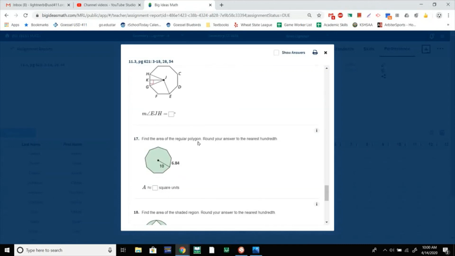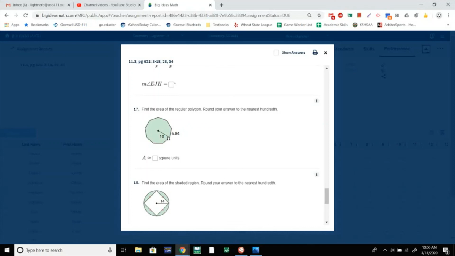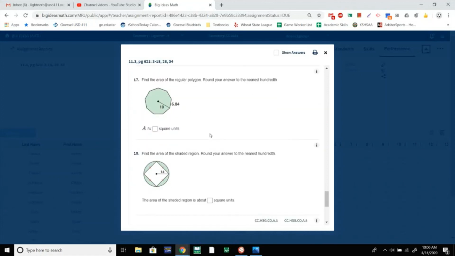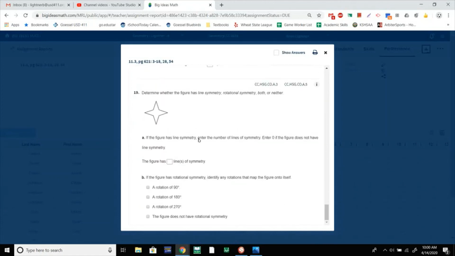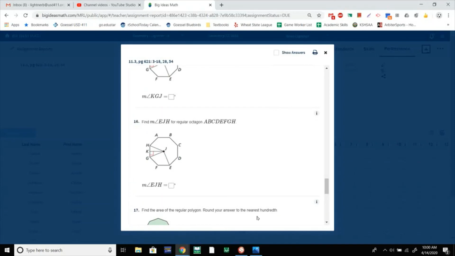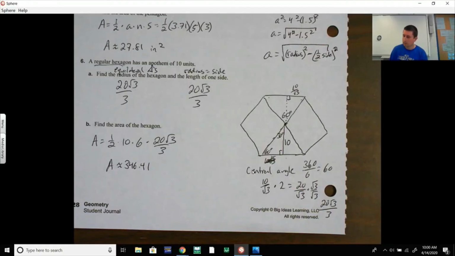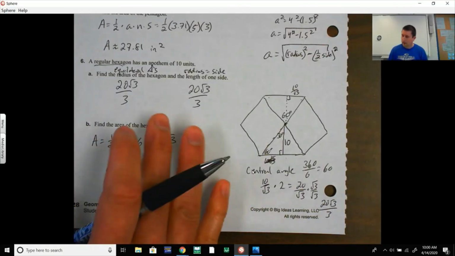Okay, now you get into the area of a regular polygon. Notice they're giving you the radius and a side length, so you have to find the apothem. We have a formula for that, use that. And a composite figure, and then a review of symmetry. So that is it. That's 10.3, or 11.3, sorry.